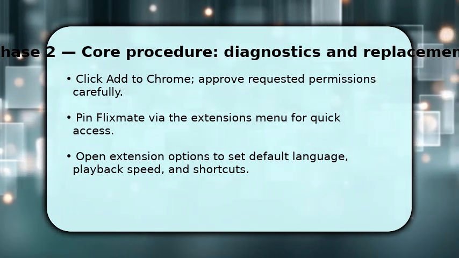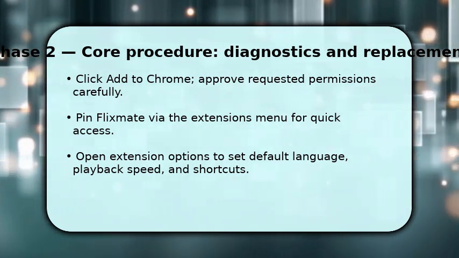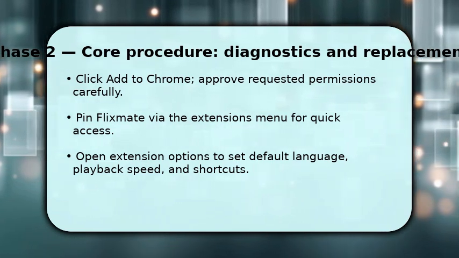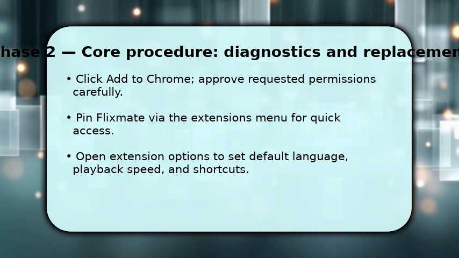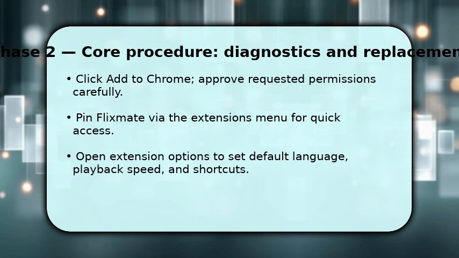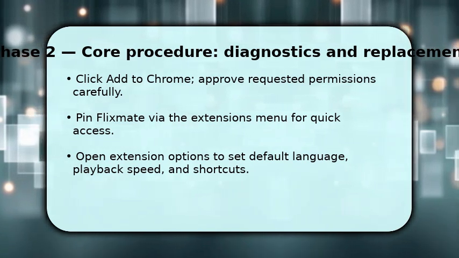Next, open the extension's options or settings page. Set your default language, preferred playback speed, and any keyboard shortcuts. These choices affect how Flixmate interacts with streaming sites, so take a moment to match them to your workflow. This saves time each session.